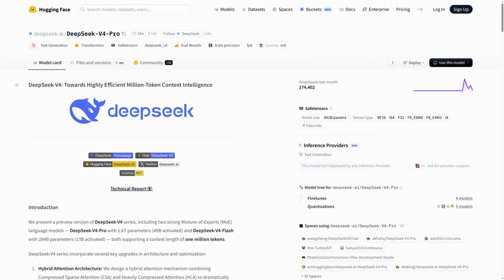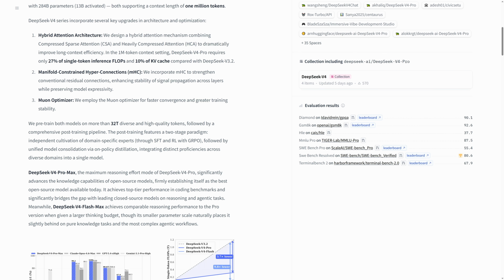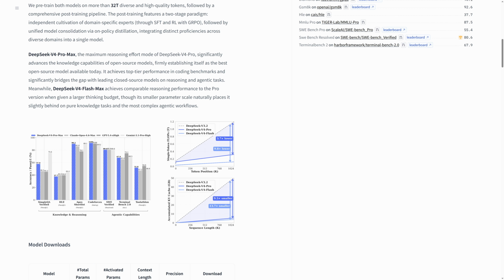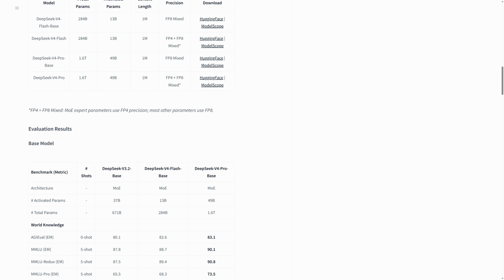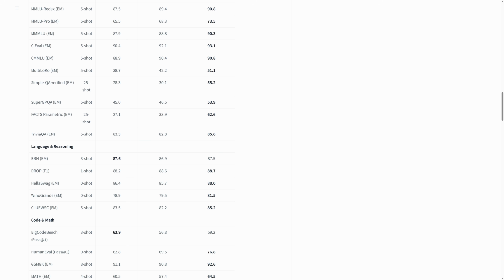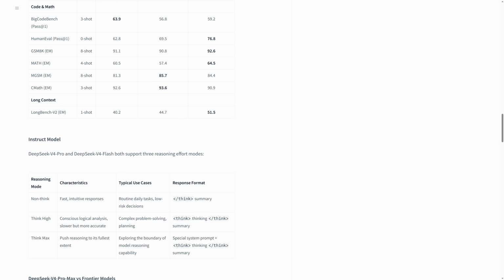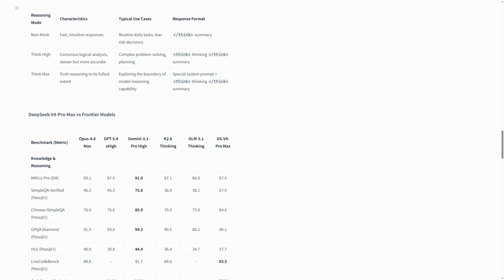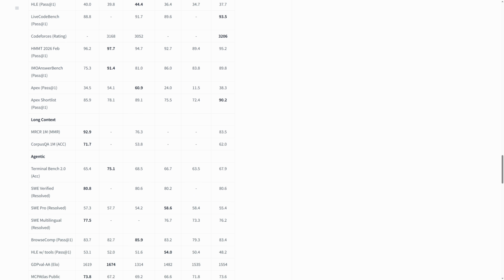DeepSeek published the model weights on Hugging Face. V4 Pro downloads at 865 gigabytes. V4 Flash comes in at 160 gigabytes. Both are available for local and self-hosted deployment, meaning any organization can run these models inside their own infrastructure without sending data to DeepSeek's servers. Multiple countries have already banned or restricted DeepSeek's cloud services over data privacy and national security concerns. The open weights sidestep those restrictions entirely.